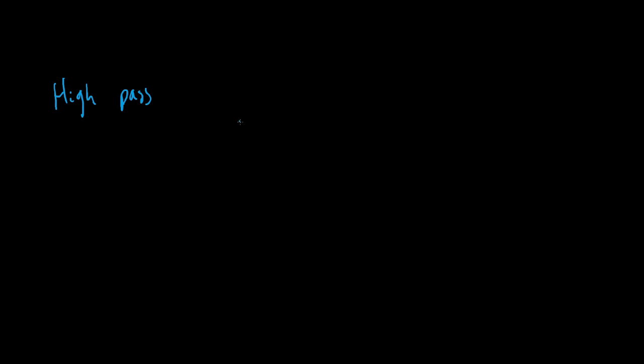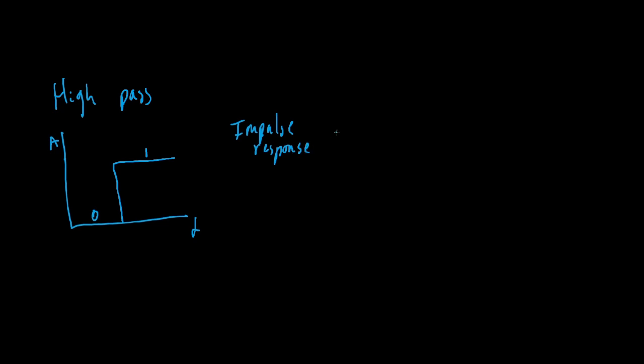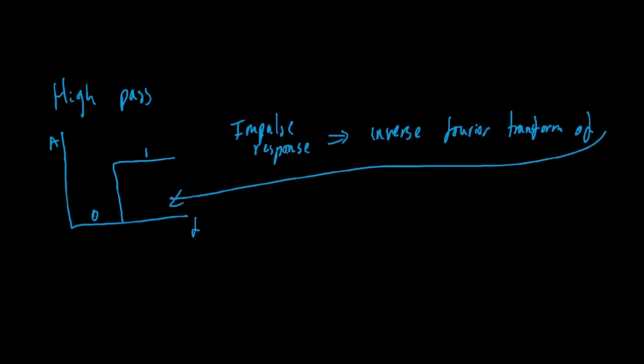Now remember, the impulse response is the inverse Fourier transform of the frequency response. So if you draw an ideal high pass filter, the frequency response is 1 at high frequencies, 0 at low frequencies. This is frequency and amplitude. And remember, the impulse response is equal to the inverse Fourier transform of the frequency response, which is this.